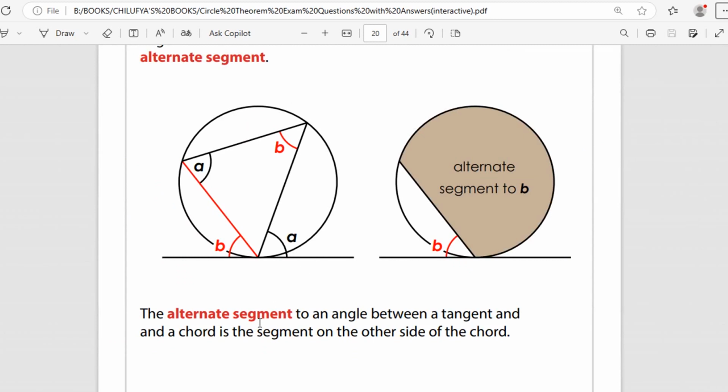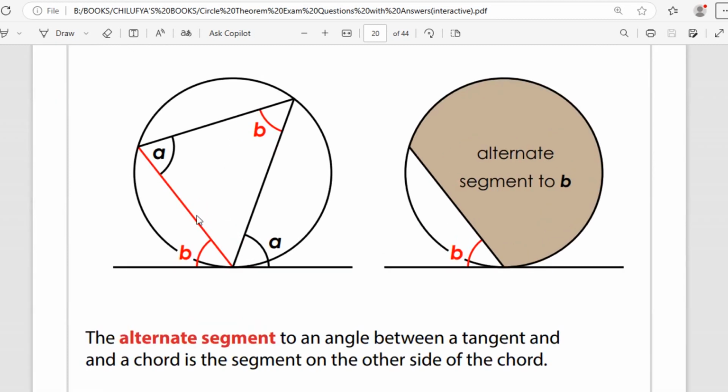So let us first read this other statement. The alternate segment to an angle between a tangent and a chord is the segment on the other side of the chord. As you can see, this is the chord right here, this red line. So the other side of this chord is this side. We have two sides to this chord. We have this side here, then we have this other side on top like so. So this is the other side they're talking about, not this side where the angle is being formed, but this other side.